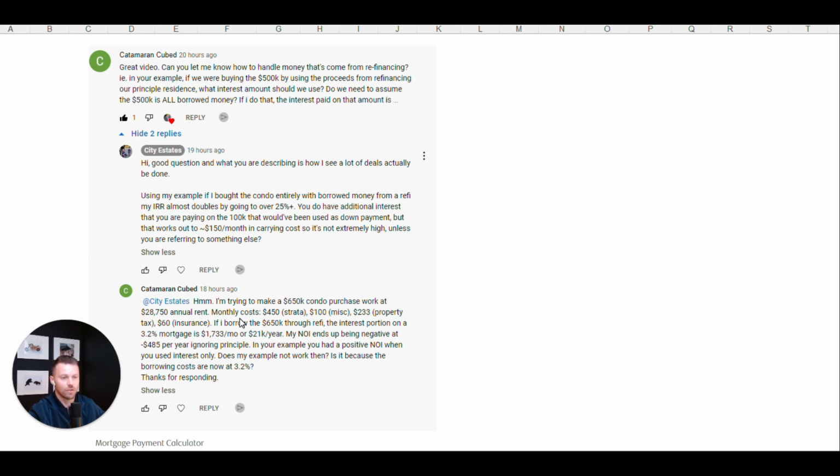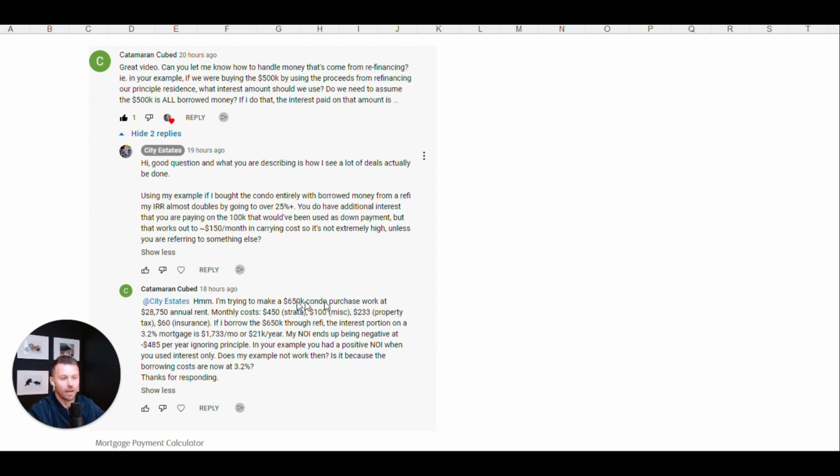Now, here's how he or she talks about the $650,000 refinancing at 3.2% interest rate. Here's the part where there's a bit of a discrepancy, but we'll work it through in this model. So they're saying that if they refinance the $650,000 through their home, the interest portion on that amount at 3.2% will be $1,733 or $21,000 a year.